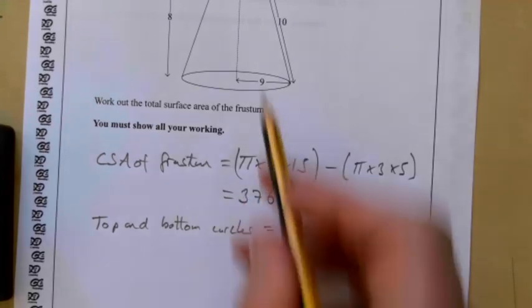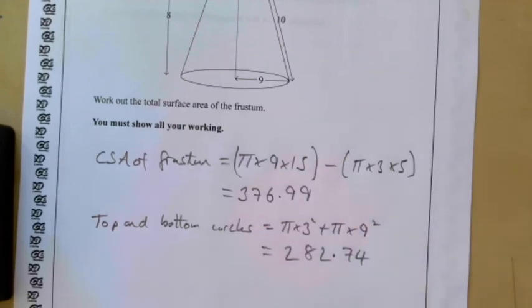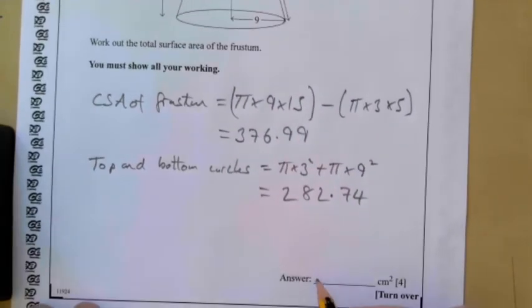If we add these two together, so what have we worked out again? This is this curved bit right here. This is the top and bottom circle. So we add these two together and we get our answer, which is going to be 659.73.